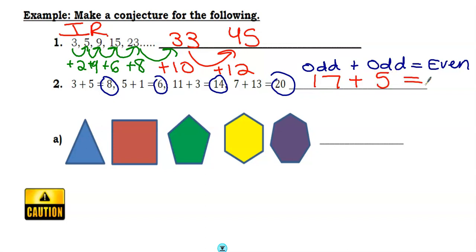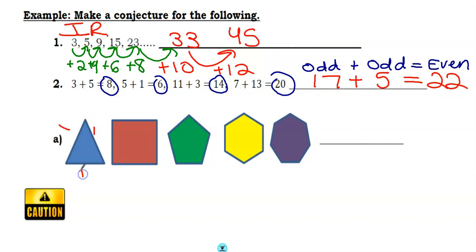So it looks like my conjecture means that if you add two odd numbers together, you should get an even number, which is accurate in every example I find. Okay? All right, let's look to see what we can figure out with this.